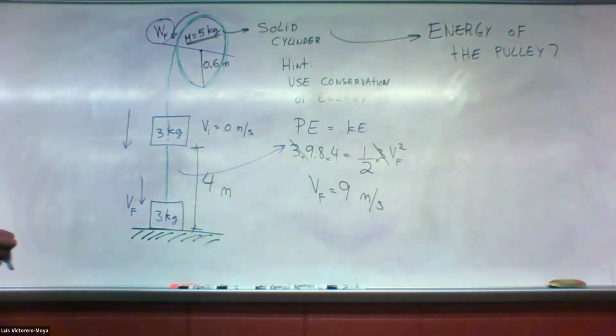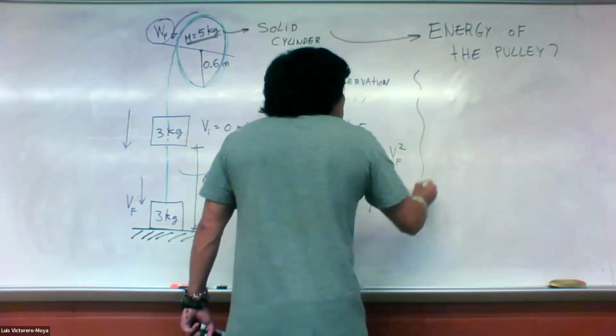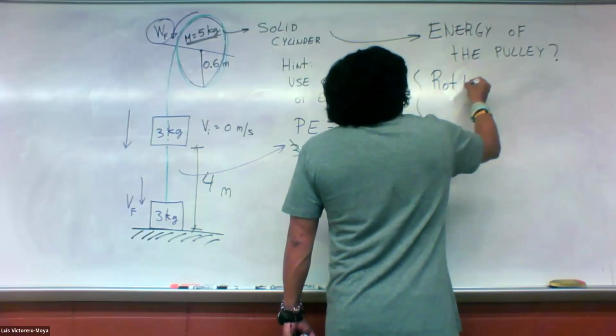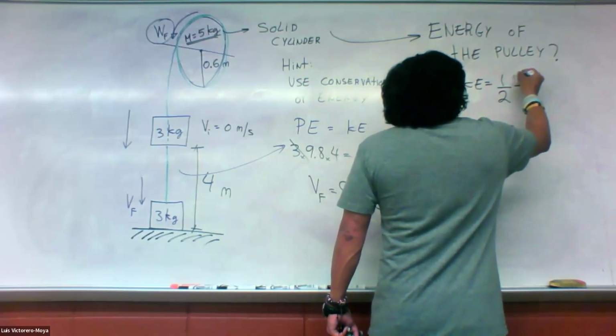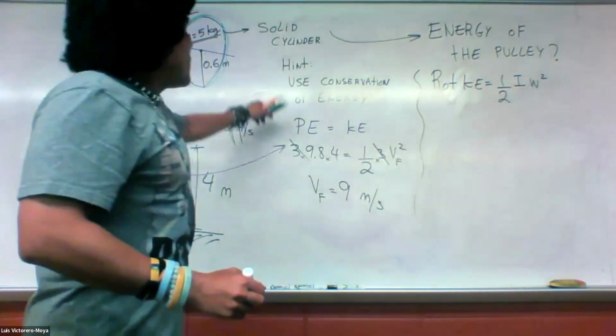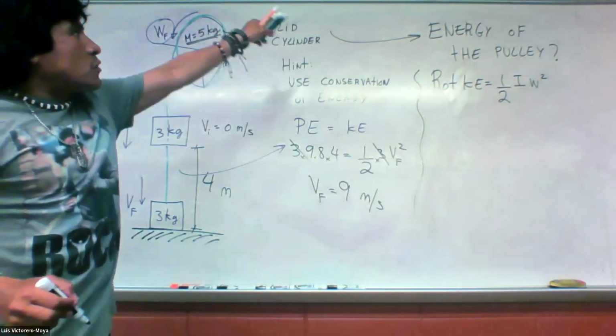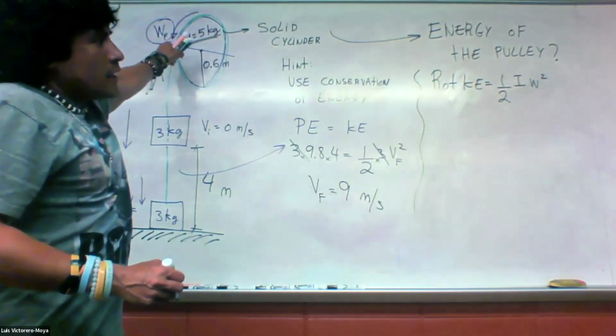What's the equation for the rotational energy? 1/2 I W squared. So the rotational kinetic energy is 1/2 I W squared. That's why they give you the mass and the radius, because it's a solid cylinder. Now you can find I. W is what you want to find.